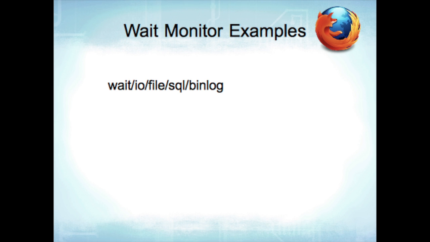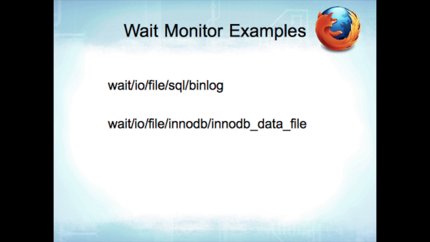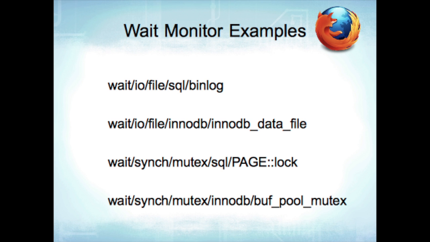So here's an example of a full name, wait/io/file/sql/binlog. If this monitor is taking a long time, you'll be able to see it in a table. This will be the name. This means writing to the binary log is taking a long time. InnoDB data file, this is your ibdata1 file. Page locks for mutex, buffer pool mutex, so if you're trying to get a lock in the buffer pool.